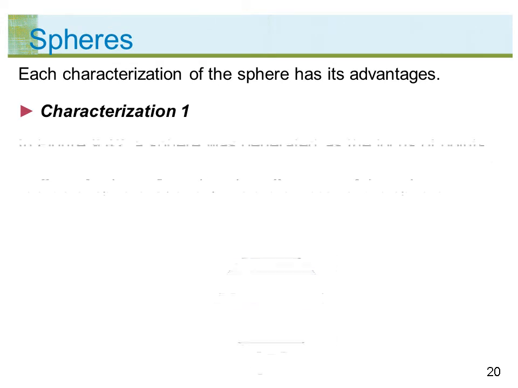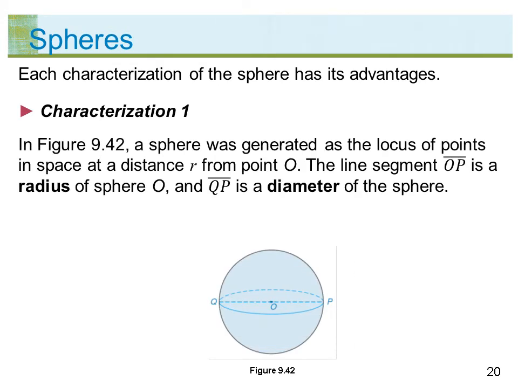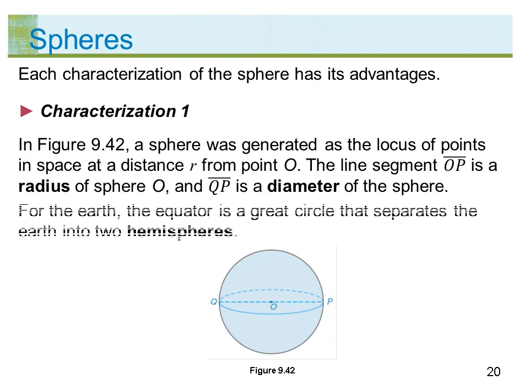Characterization number 1. In Figure 9.42, a sphere was generated as the locus of points in space at a distance r from point O. The line segment OP is a radius of the sphere O, and segment QP is a diameter of the sphere. For the Earth, the equator is a great circle that separates the Earth into 2 hemispheres.